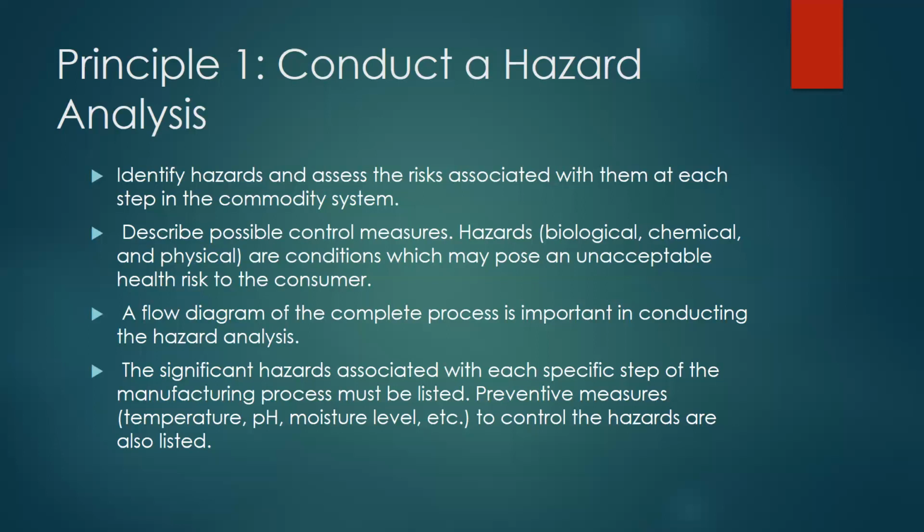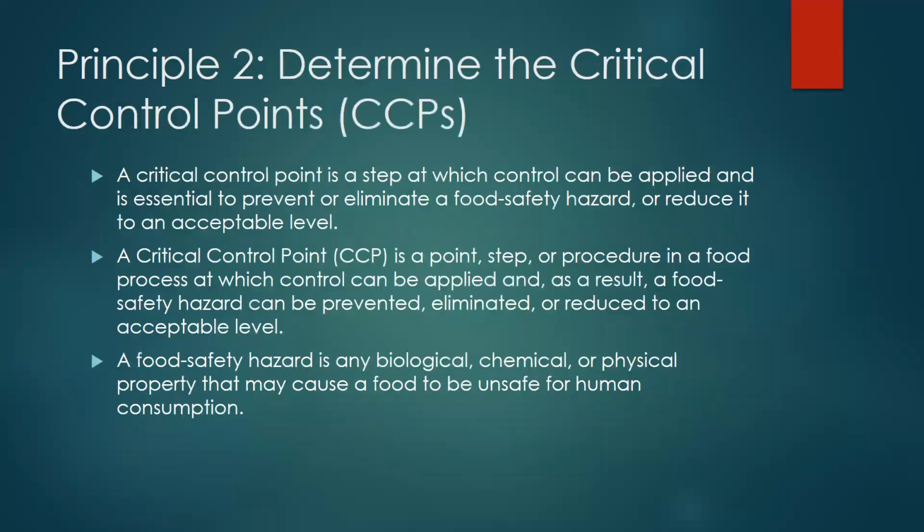So the first principle is conducting the hazard analysis, which would involve identifying the hazard, assessing the risk associated, and describing the possible control measures. The next principle is determining the critical control point. A critical control point is a step at which control can be applied in order to prevent or eliminate the food safety hazard or to reduce it to an acceptable level.